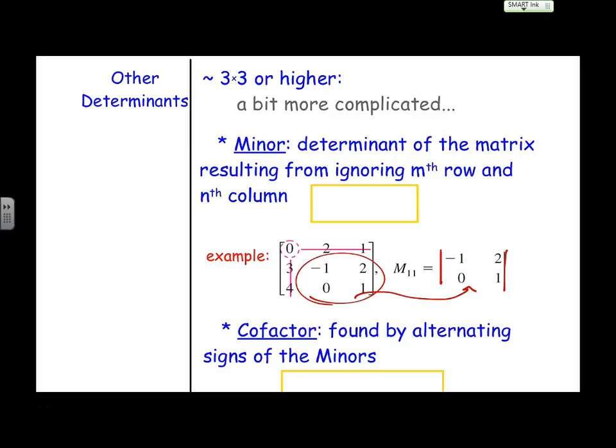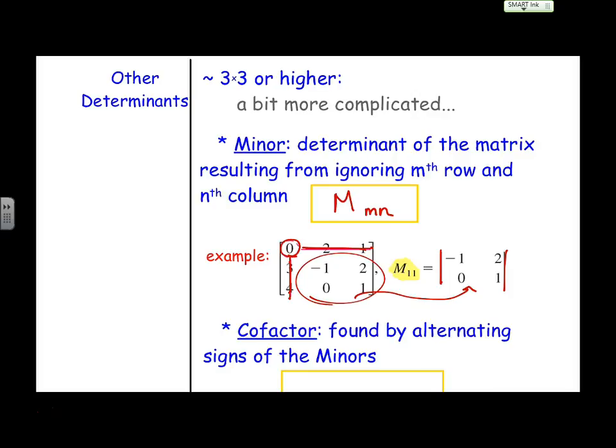The notation is M sub m n, meaning, right here where it says M sub 1,1, what row, what column did we ignore? We ignored the first row and the first column. We ignored the intersection of A sub 1,1. You notice the 1,1 of A matches the 1,1 of M. So the 1,1 means ignore the first row, ignore the first column, take what's left, and put it in a determinant.